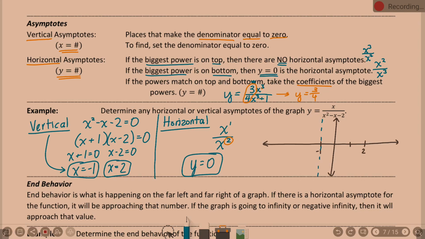Looks like that, right? A vertical asymptote at x equals 2 looks like that. What's a horizontal asymptote at y equals 0 look like? Okay, it is the x-axis, right?